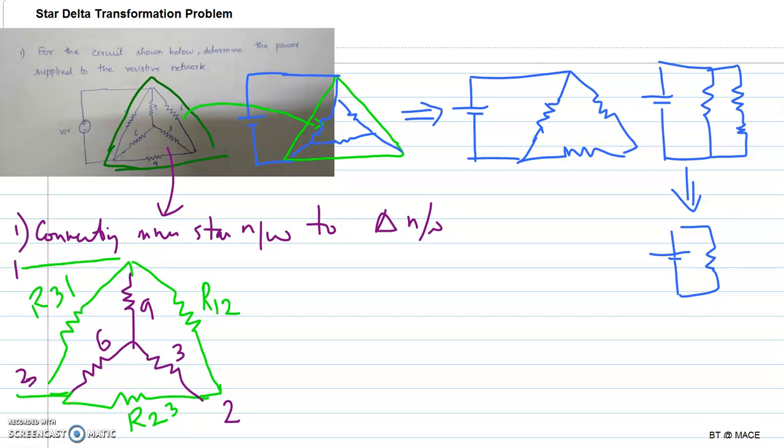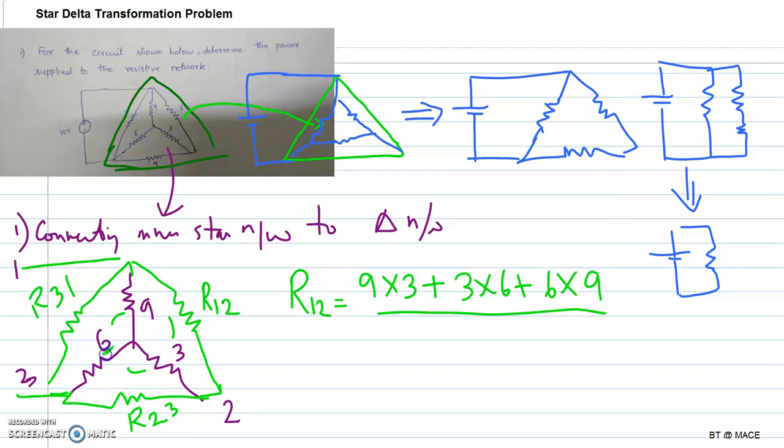One thing I am going to do is not replicate the formulas which we have learned in our previous lecture. We will just try to solve it using our normal way of understanding how we have arrived at that particular resistance. So R12 is nothing but the sum of the product of the resistances. That is 9 into 3 plus 3 into 6 plus 6 into 9. So I'll just write like this: 9 into 3 plus 3 into 6 plus 6 into 9, divided by the opposite leg resistor, that is nothing but 6.